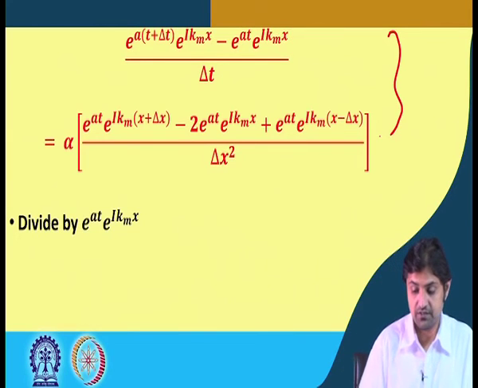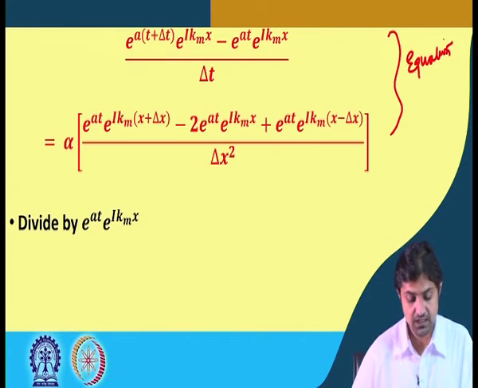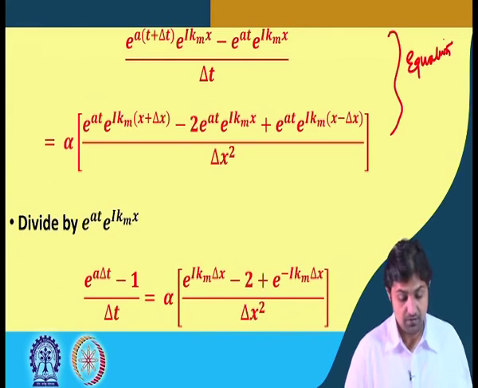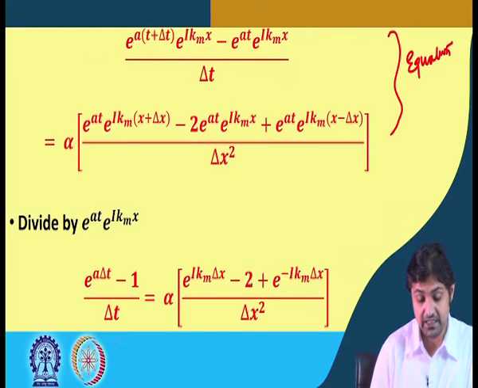Now if we divide this equation by e to the power a t, e to the power i k_m x, on the left hand side we are going to get e to the power a delta t, because t and t will get cancelled, is equal to a more simplified expression, e to the power i k_m delta x, because of x and x plus delta x, so this will remain delta x, here also delta x. And this will completely go away.